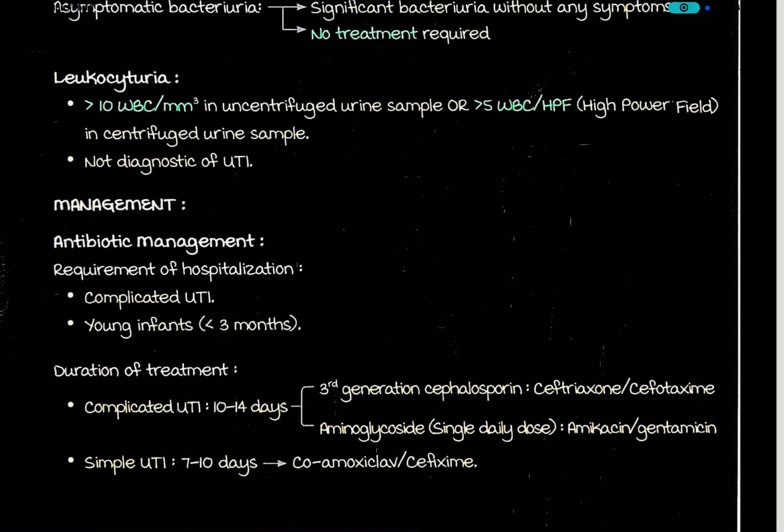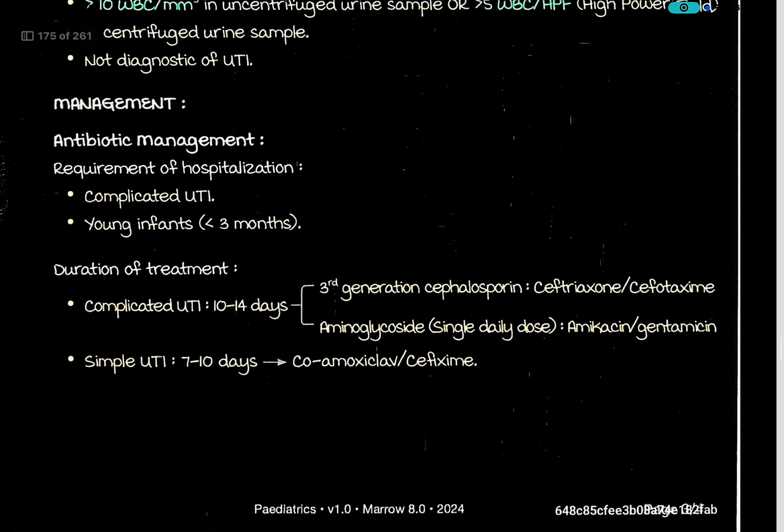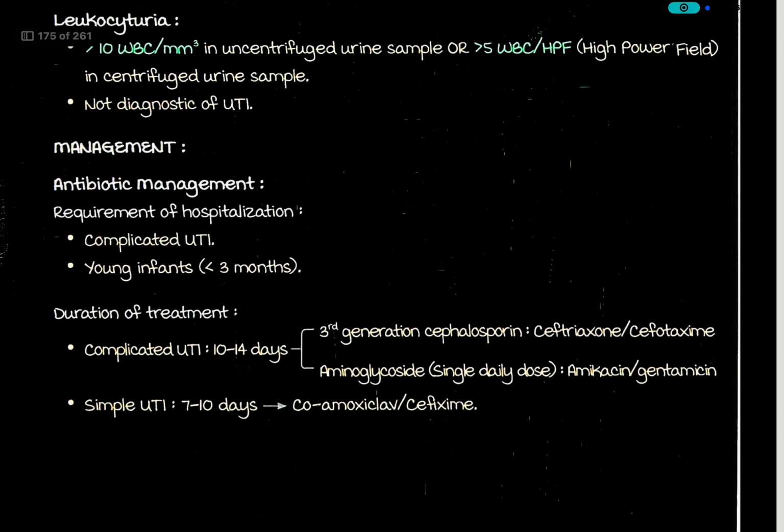Management: antibiotic management. Complicated UTI requires hospitalization, and is seen more in young infants less than 3 months. Duration of treatment for complicated UTI is 10 to 14 days. You give a third generation cephalosporin like ceftriaxone and cefotaxime, or a single daily dose aminoglycoside like amikacin or gentamicin.